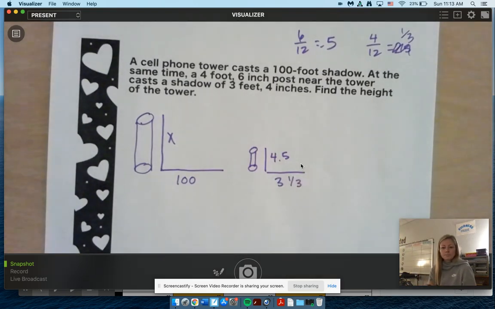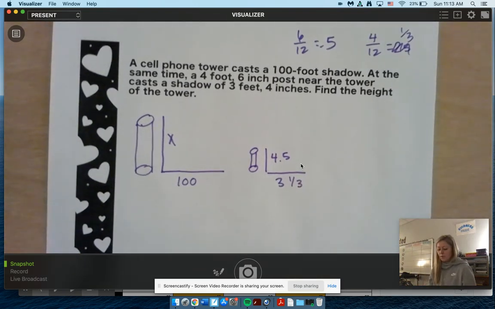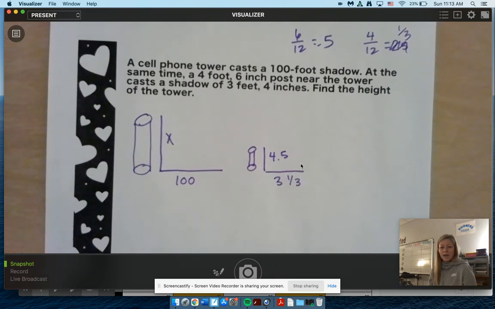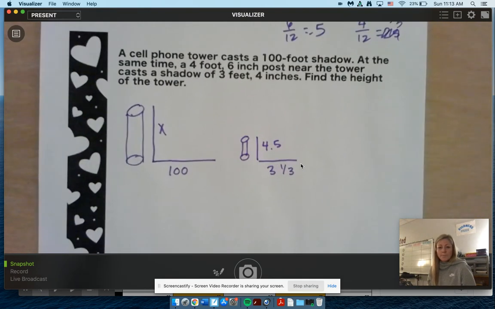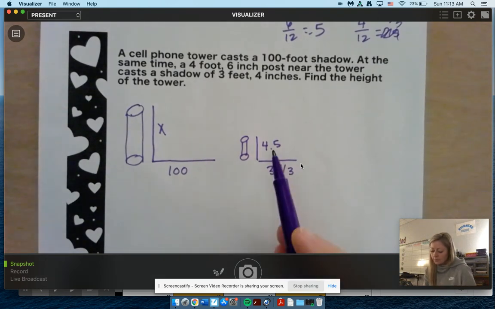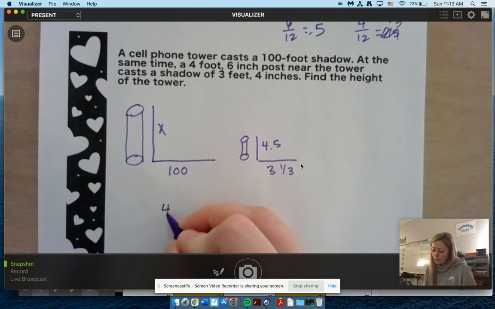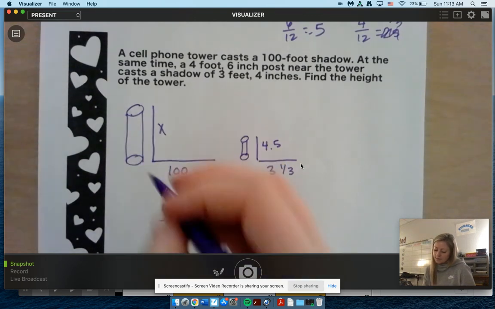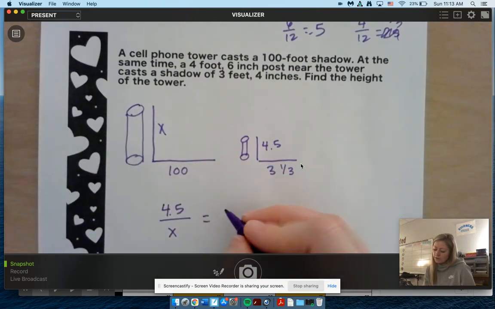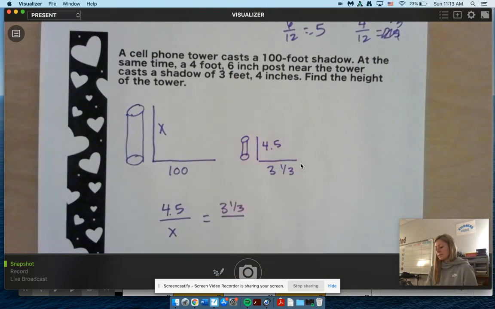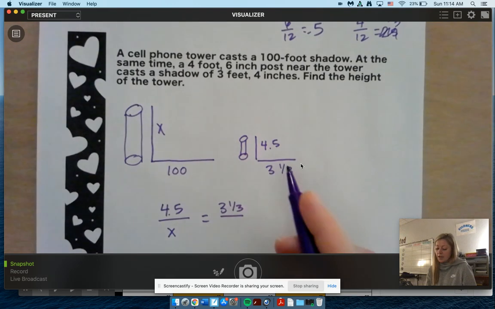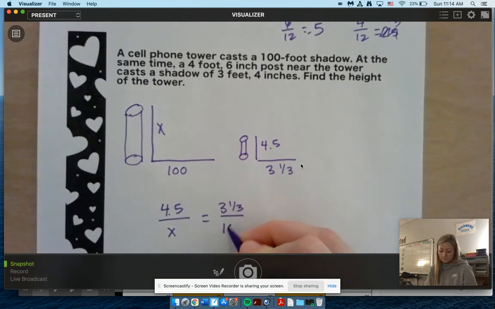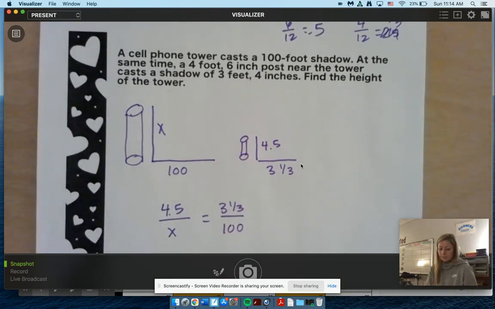Okay. So that's our picture. Now we're looking for the height of the tower. So we have to set up our proportion. So if we look here, 4.5, the height of our post, matches the height of the tower. And then the shadow of the post matches the shadow of the cell tower. And now we cross multiply.